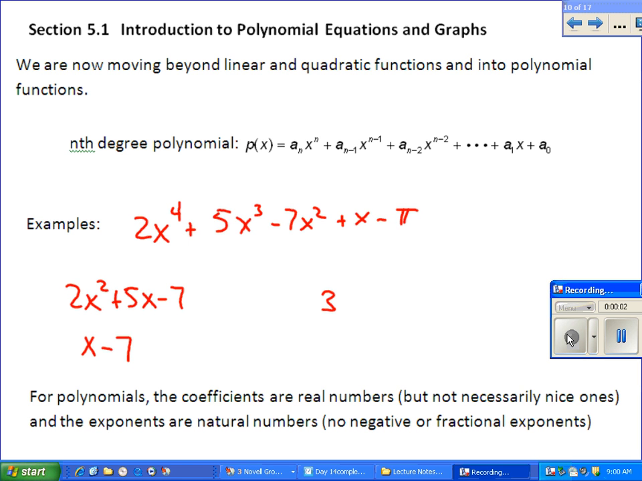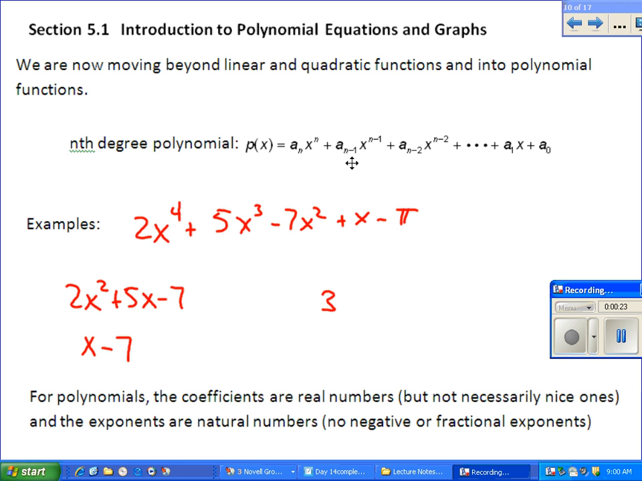Let's take a look at polynomial equations and the graphs of polynomial functions in general. A polynomial is said to be an nth degree polynomial if n is the largest exponent on the polynomial. Here's a very abstract way of looking at a polynomial function. It looks a little scary.